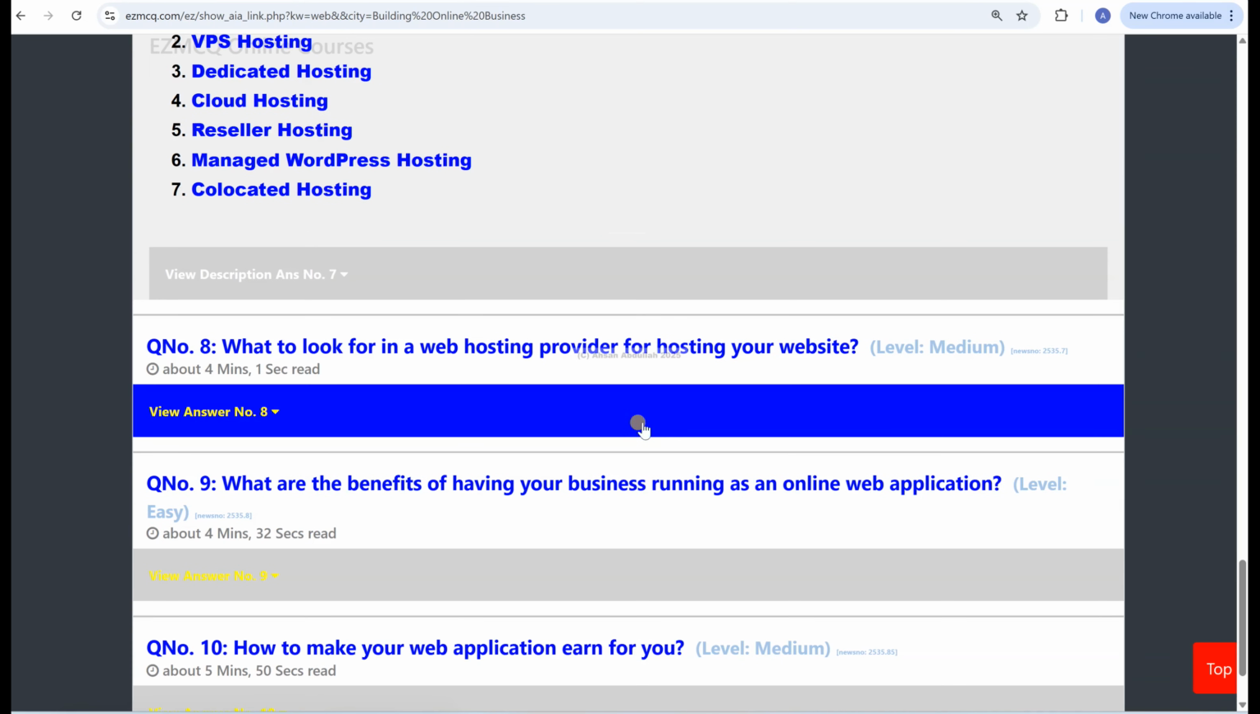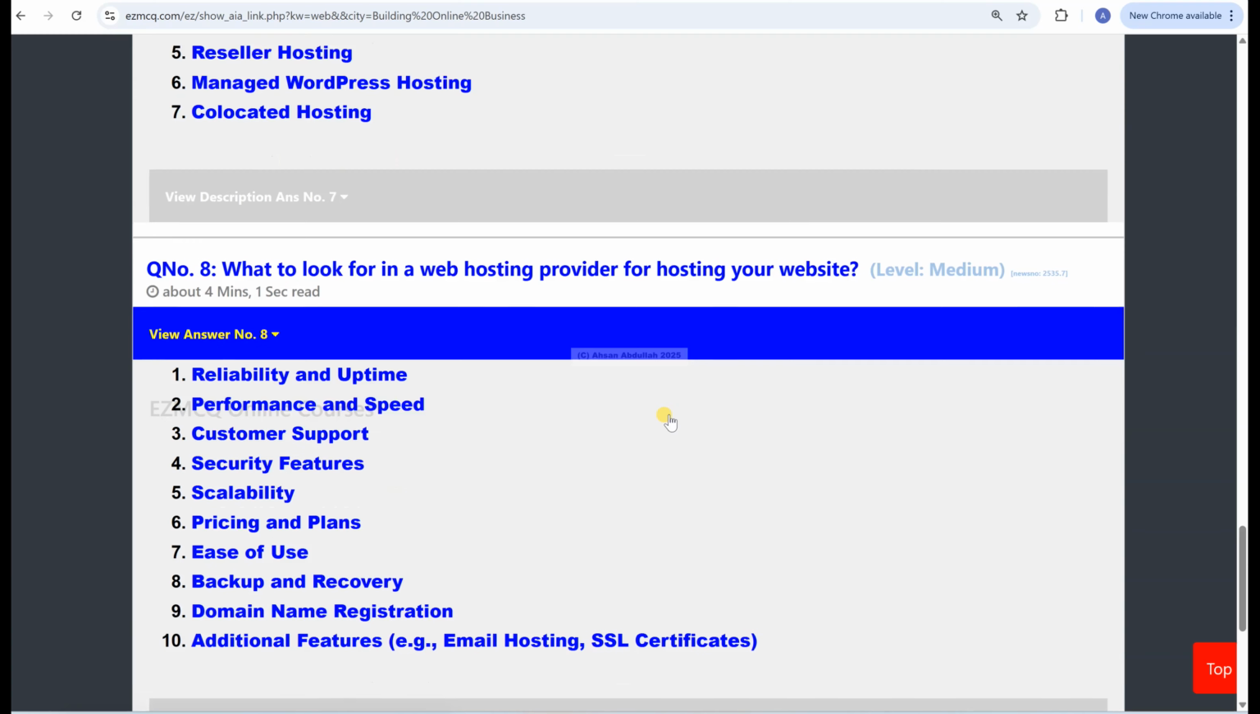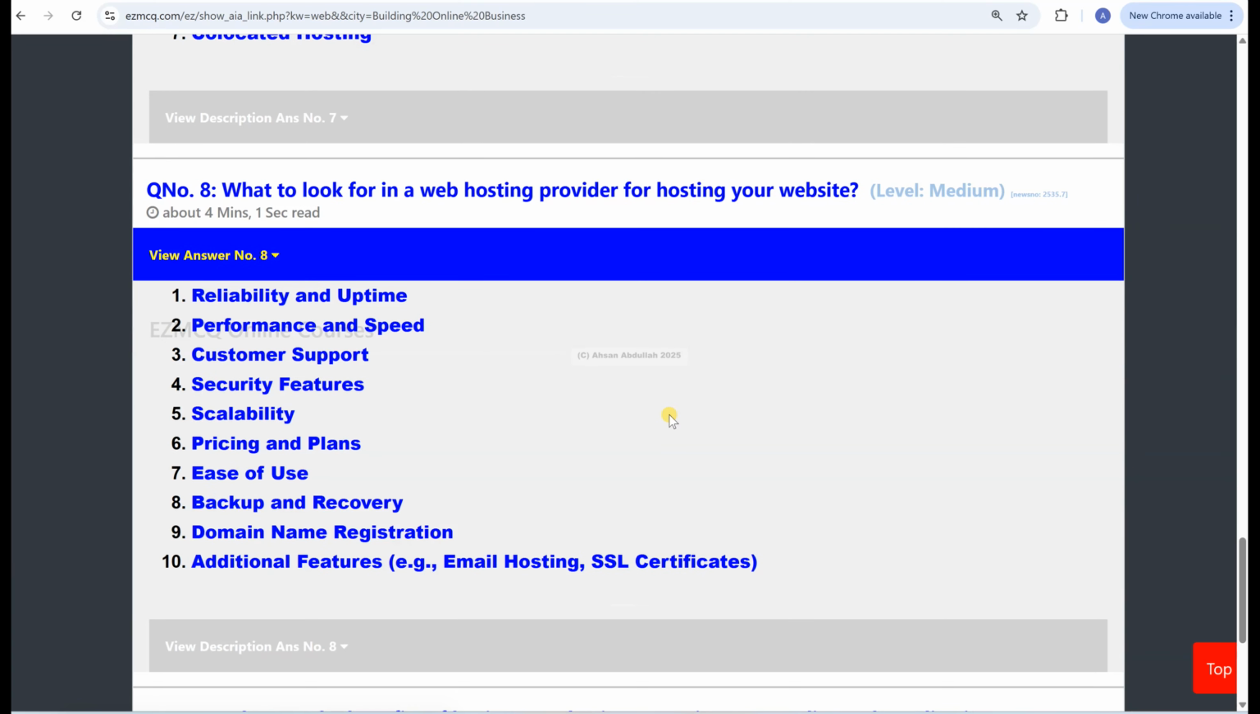So what to look for in a web hosting service provider for hosting your website? There are many things. Some of them are common sense. Of course, it has to be reliable. Of course, it has to have uptime. And in my experience, these things are not engraved in stone, so they have hiccups also, and they should give performance, and they should give speed also.